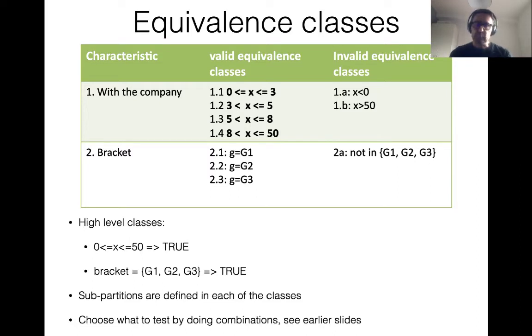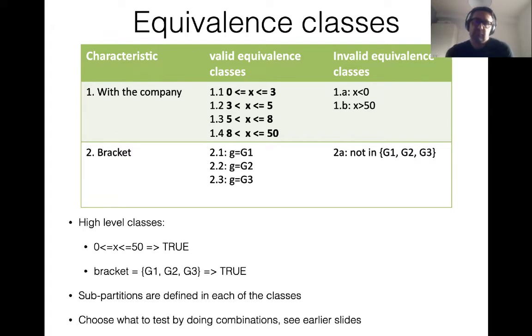The third one was between 5 and 8. And then we assume that you cannot work more than 50 years, because even if you start at 15, say, you will be 65 if you stayed 50 years. And so let's assume that then you will be retired. So the fourth valid equivalence class for the characteristic, how long have you been with the company, is from 8 years up to 50 years. And then we get an invalid equivalence class of X being over 50.